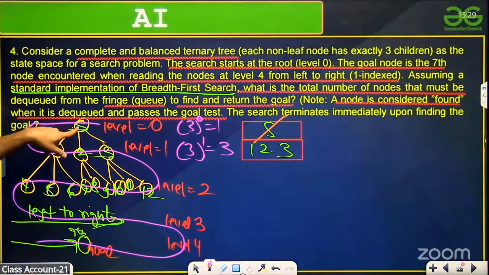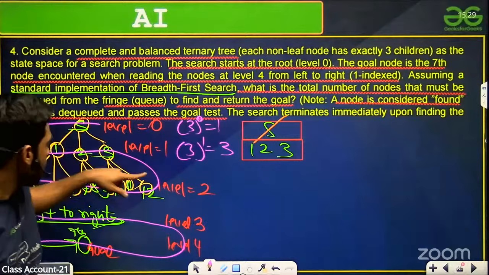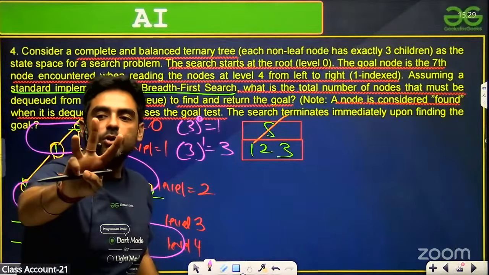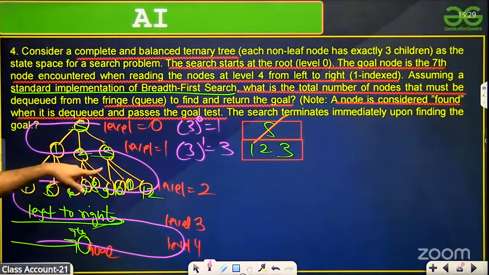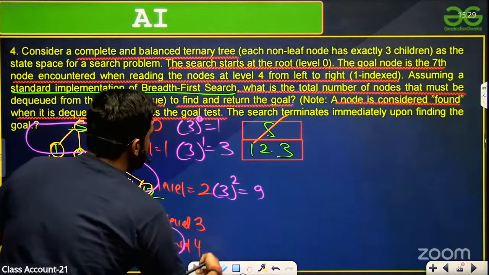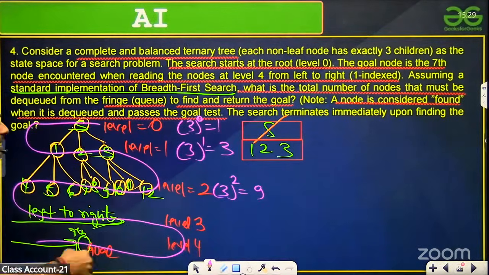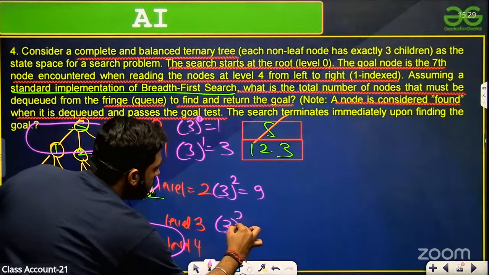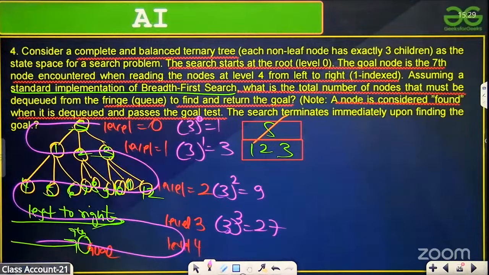How many nodes at this level? A single node would be explored. Here, a total of 3 nodes. Here, a total of 9 nodes, 3 to the power of 2. At level 3, how many nodes would be explored? A total of 27 nodes. And at level 4, see, I have to always travel from left to right.